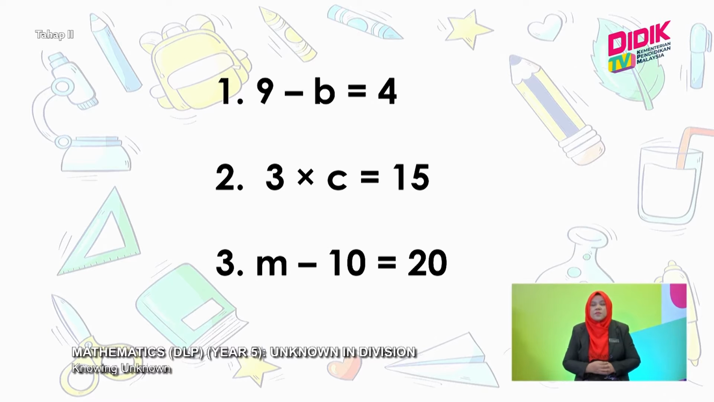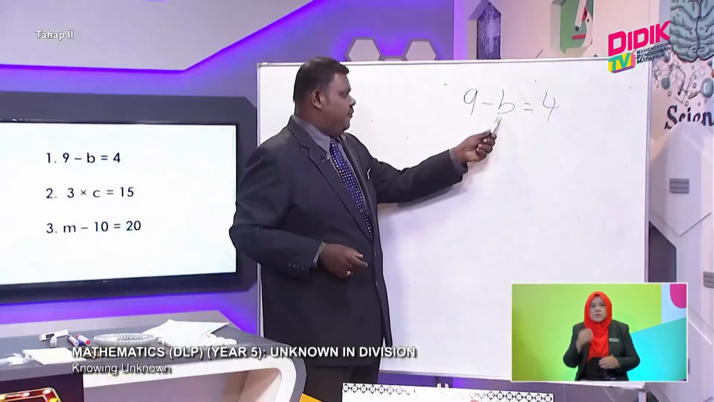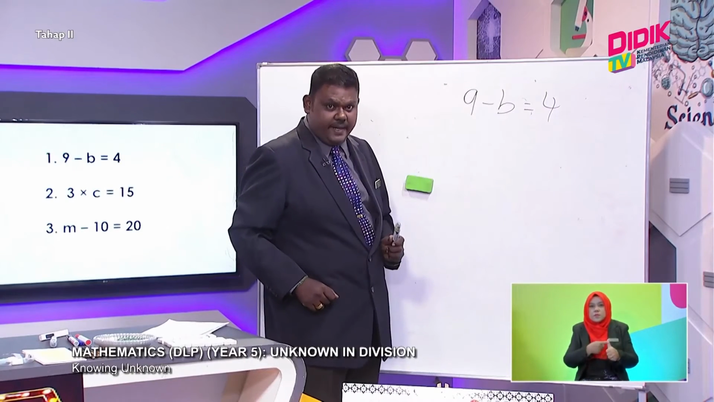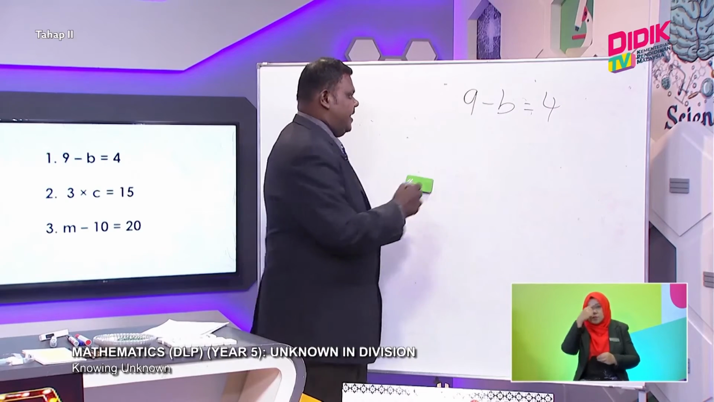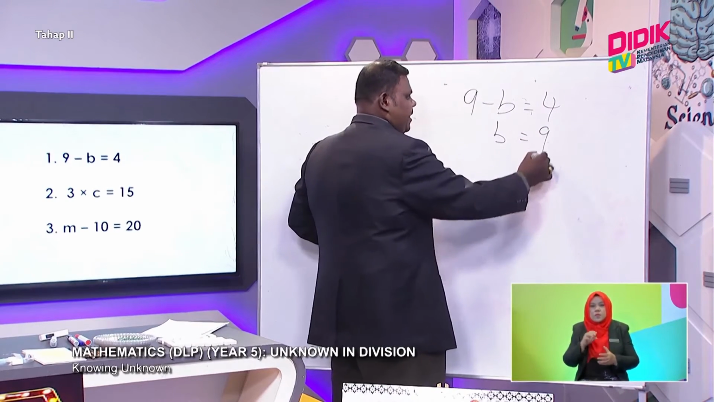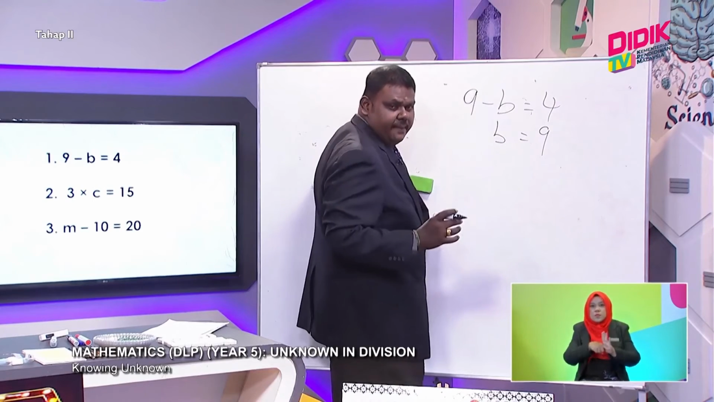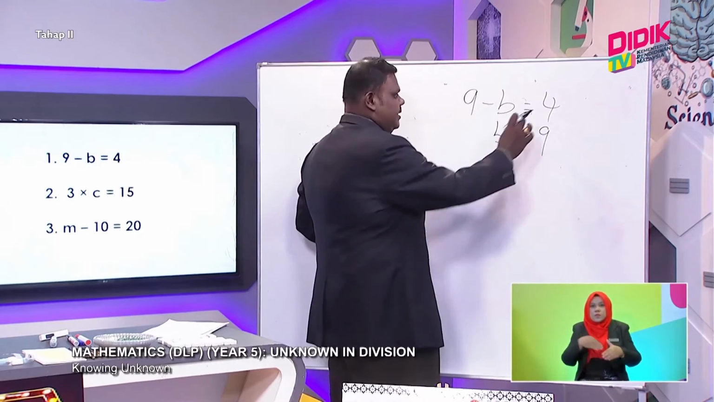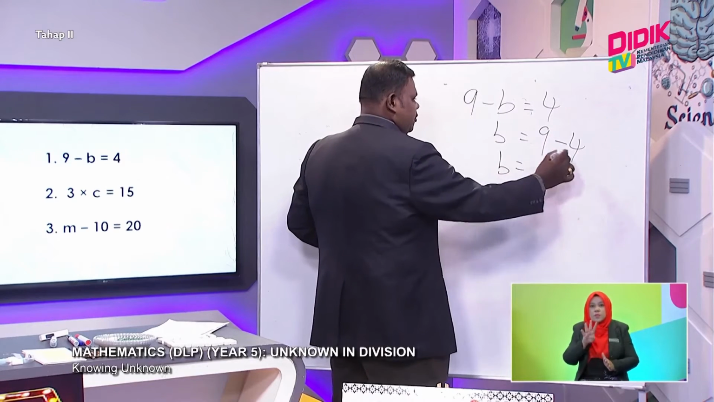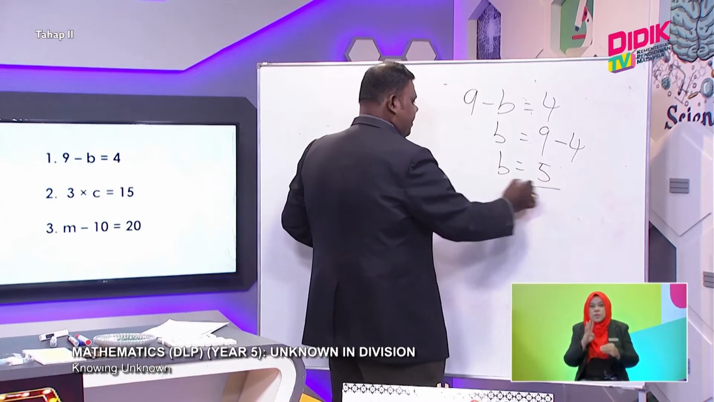Unknown number in subtraction: if you want to find the second number, usually in subtraction the first number is the biggest number. So to find the second number, you take the biggest number, which is the first number, and minus all the other numbers, including the answer. Here we have 4, so you minus 4. So B is equivalent to 9 minus 4, which is 5.